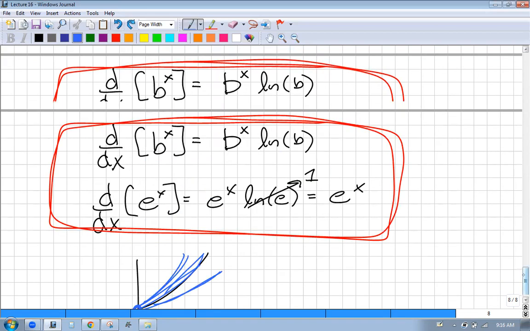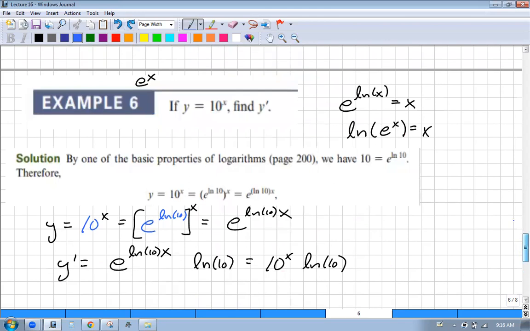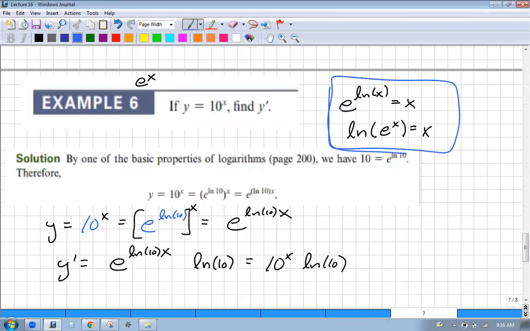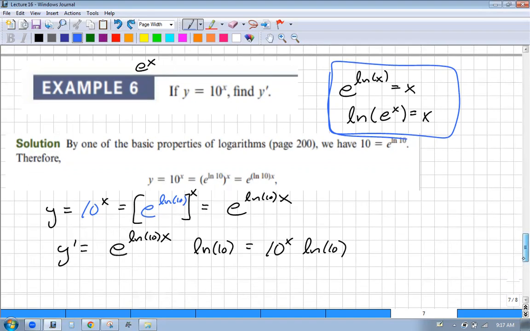Okay. And again, it's because of this. Exponentials and logs are inverses. So you just rewrite the 10 as e to the natural log of 10, and now you have it as the base that you want. E.